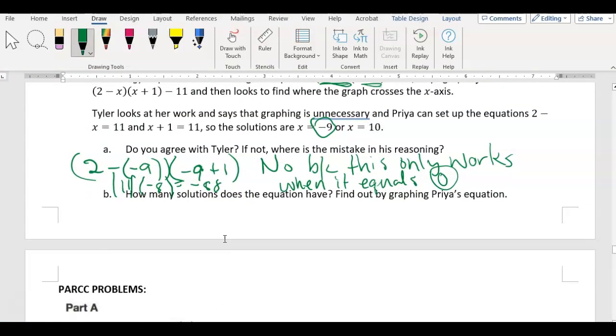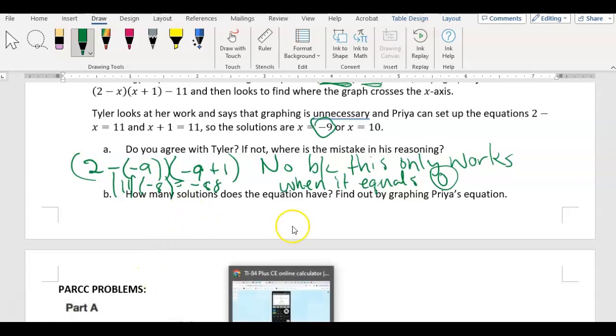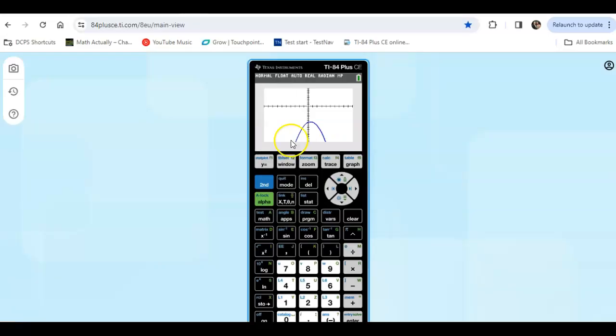All right, now let's go back to our problem. It says, how many solutions does the equation have? Find out by graphing Priya's equation. So when we look at this, we want to look at where it crosses the x-axis. How many solutions does this actually have? Well, let's go back and look at that graph. There's no place that it's crossing the x-axis, right?